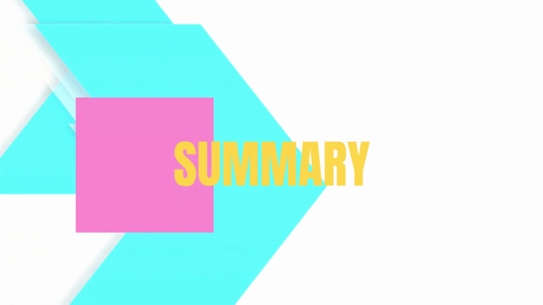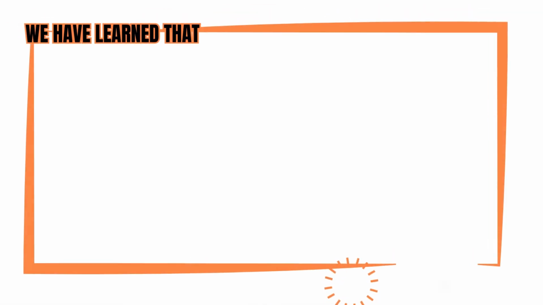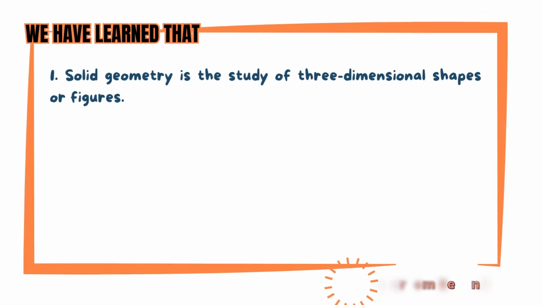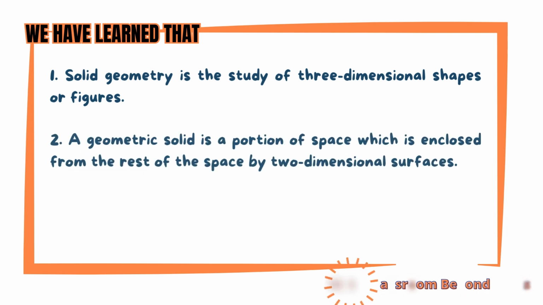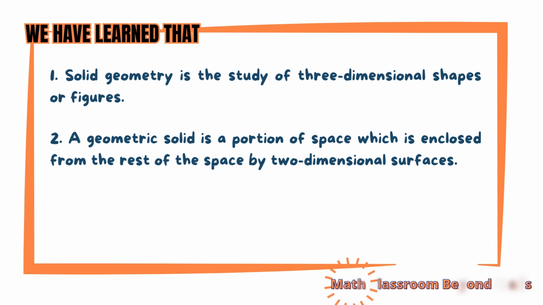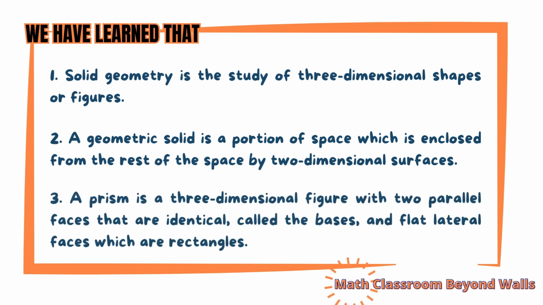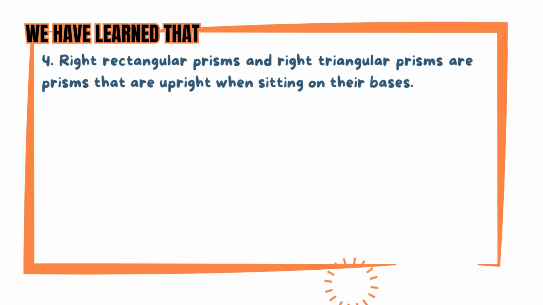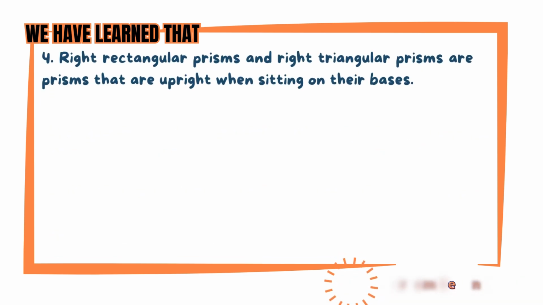Let us summarize what we have learned today. We have learned that, first, solid geometry is the study of three-dimensional shapes or figures. Second, a geometric solid is a portion of space which is enclosed from the rest of the space by two-dimensional surfaces. Third, a prism is a three-dimensional figure with two parallel faces that are identical, called the bases, and flat lateral faces, which are rectangles. Fourth, right rectangular prisms and right triangular prisms are prisms that are upright when sitting on their bases.